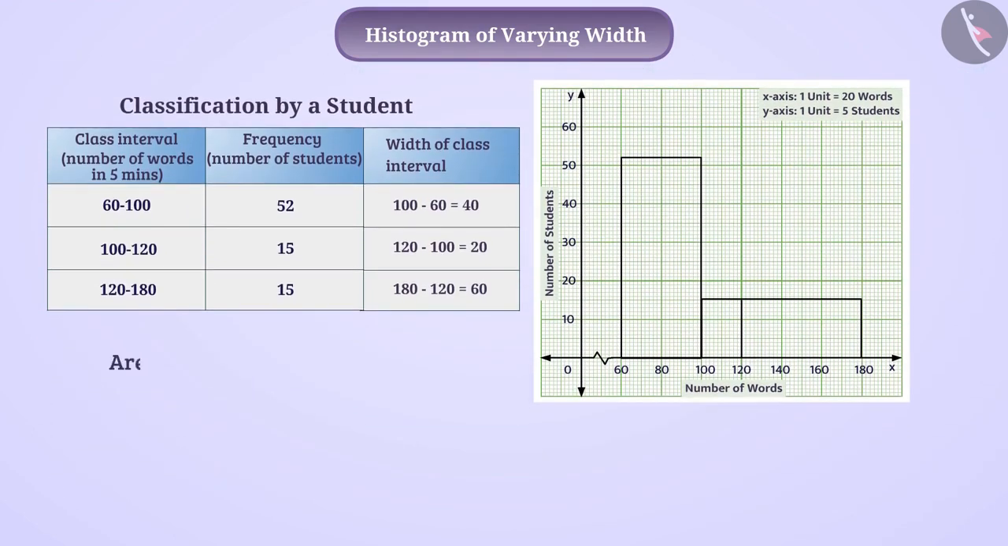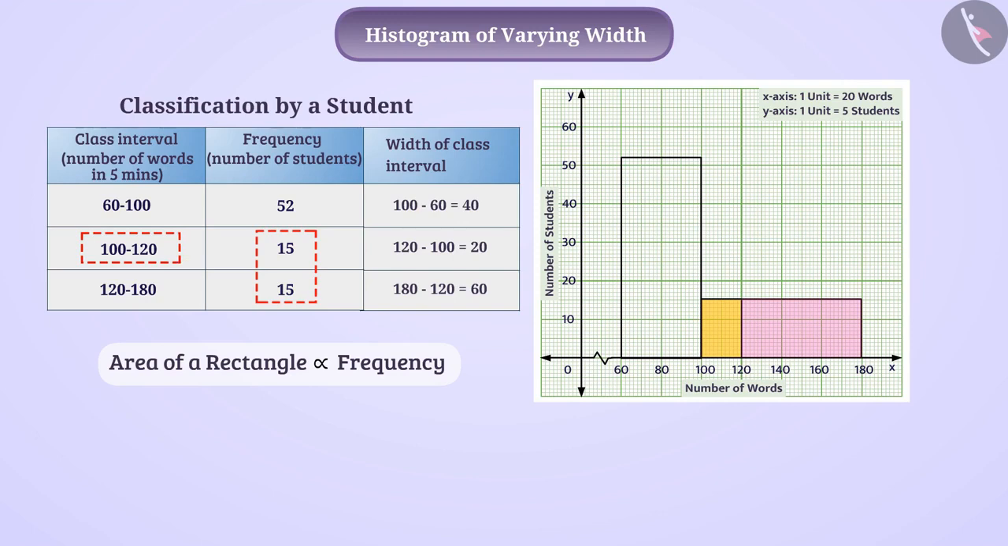We know that the area of a rectangle in a histogram is proportional to the frequency it represents. According to this statement, the area of each rectangle here should be proportional to the frequency. Since the frequencies of the class interval 100 to 120 and the class interval 120 to 180 are the same, the area of rectangles representing them should also be same, but the area of both appears different here. We can also understand it mathematically.